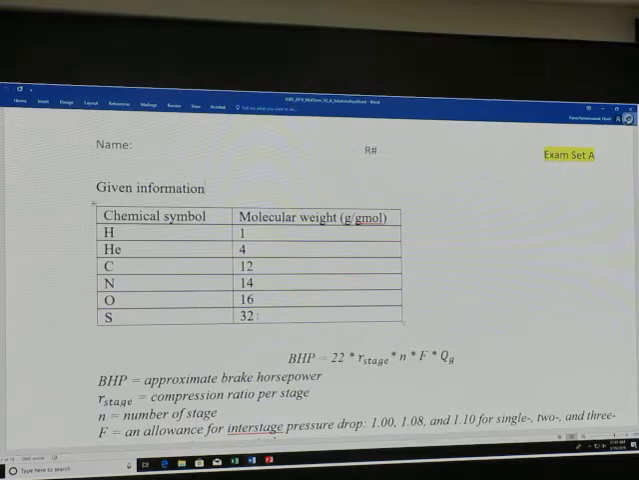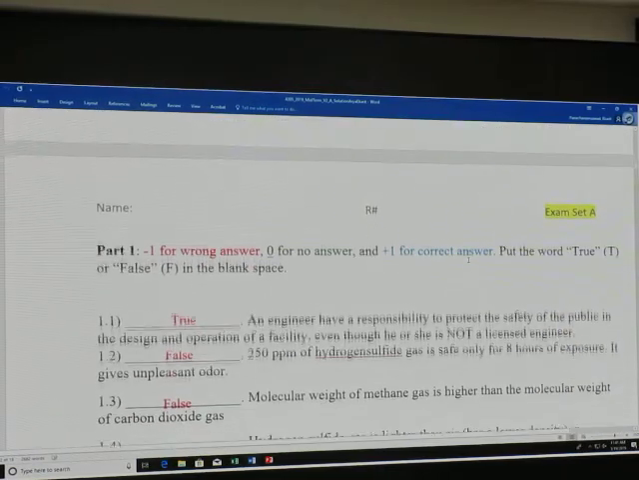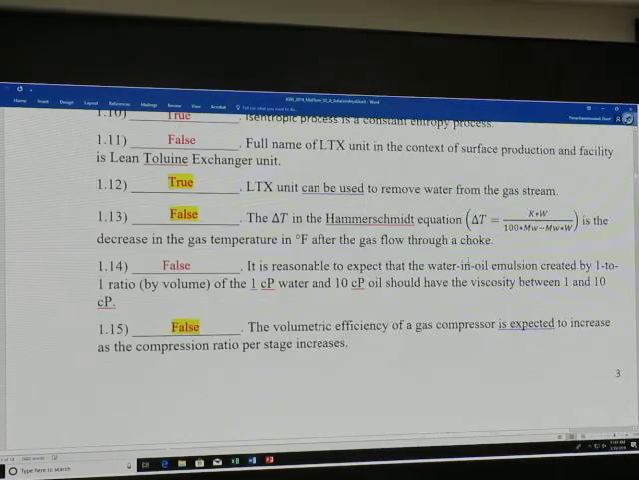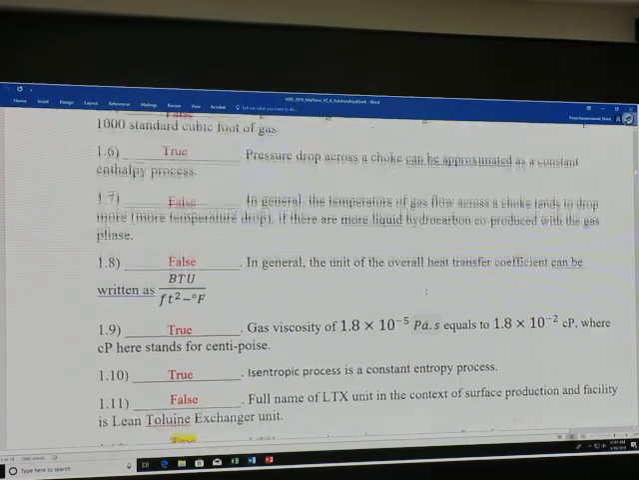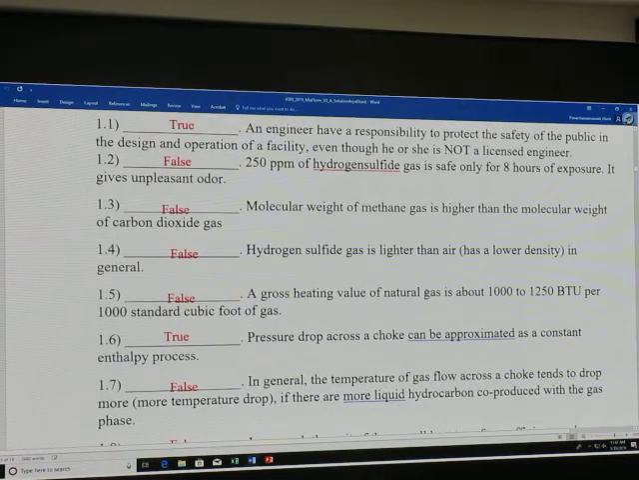But most of the questions that many of you did wrong is this one. Maybe it's because it's on the next line, I don't know, but let's look at it. The gross heating value of natural gas is about 1,000 to 1,150 BTU per standard cubic foot of gas, not 1,000 standard cubic foot of gas, just one. This is from your gas contract.